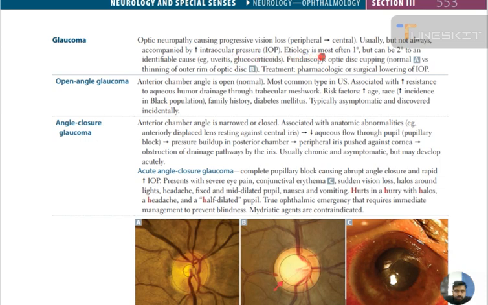Fundoscopy. In fundoscopy, we can see optic disc cupping, which is normal, but in glaucoma there is thinning of the outer rim of the optic disc.